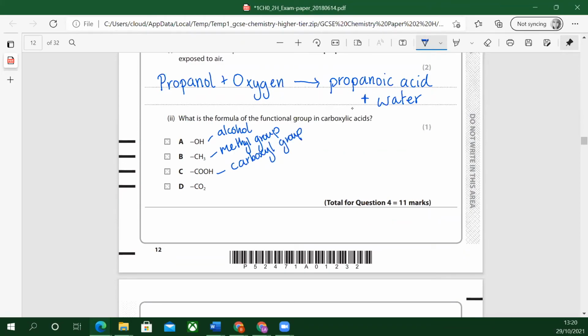This is the one we see. There are other groups that exist out there, but we don't see them at GCSE until you get to A level, and you'll start seeing things like ketones. We don't see those. So that's carboxyl, the carboxylic acid, COOH.